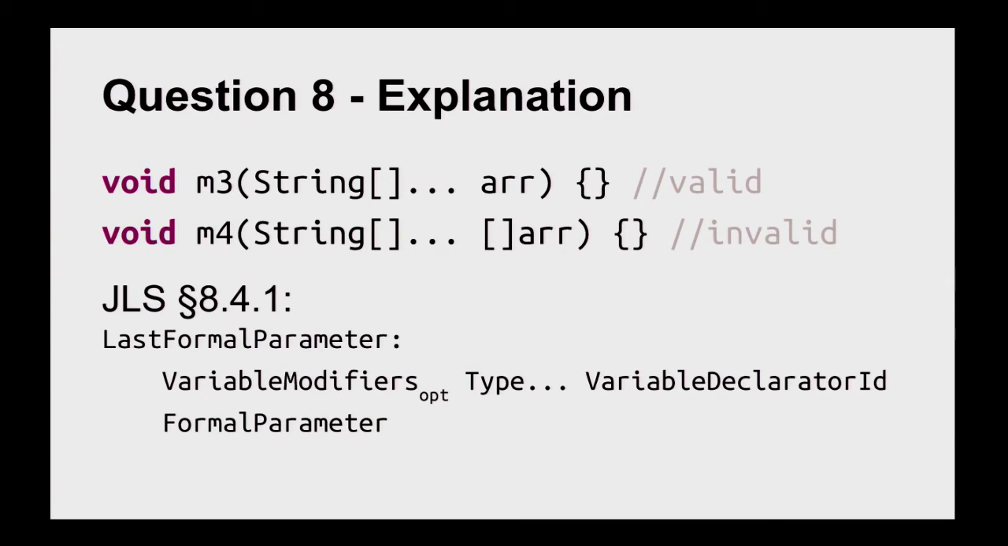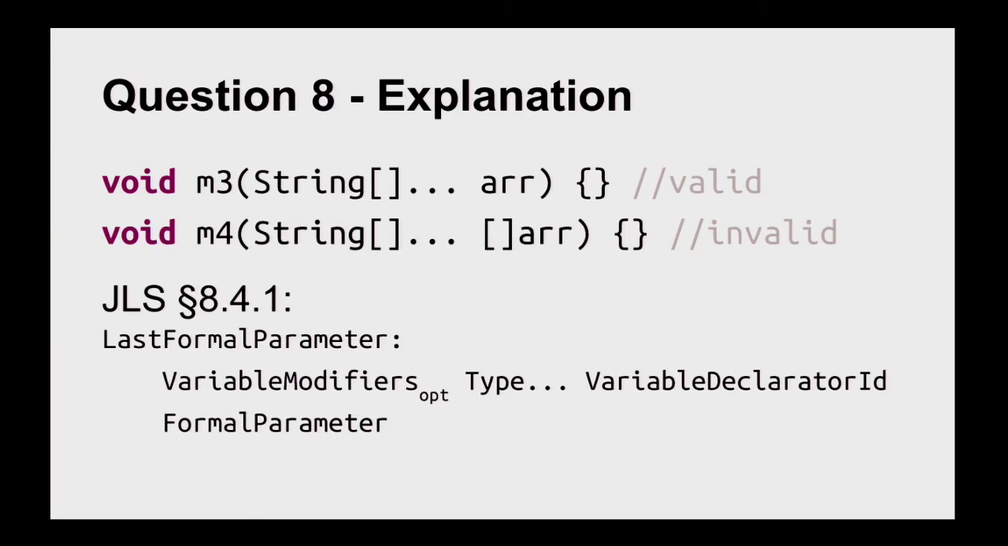But M4 is actually invalid. You can't have square brackets, dot dot dot, followed by more square brackets. The reason is that the grammar specification allows the type followed by dot dot dot, and then the variable declarator ID, which is just the variable name, but you can't have square brackets after the dot dot dot. And in the variable name, you can't have them before the variable name either.